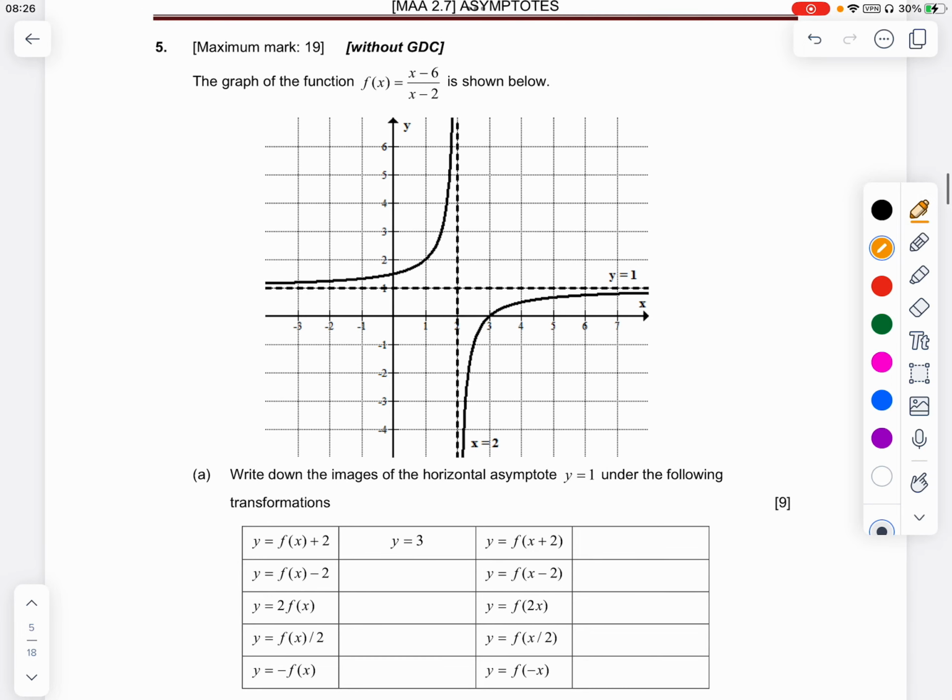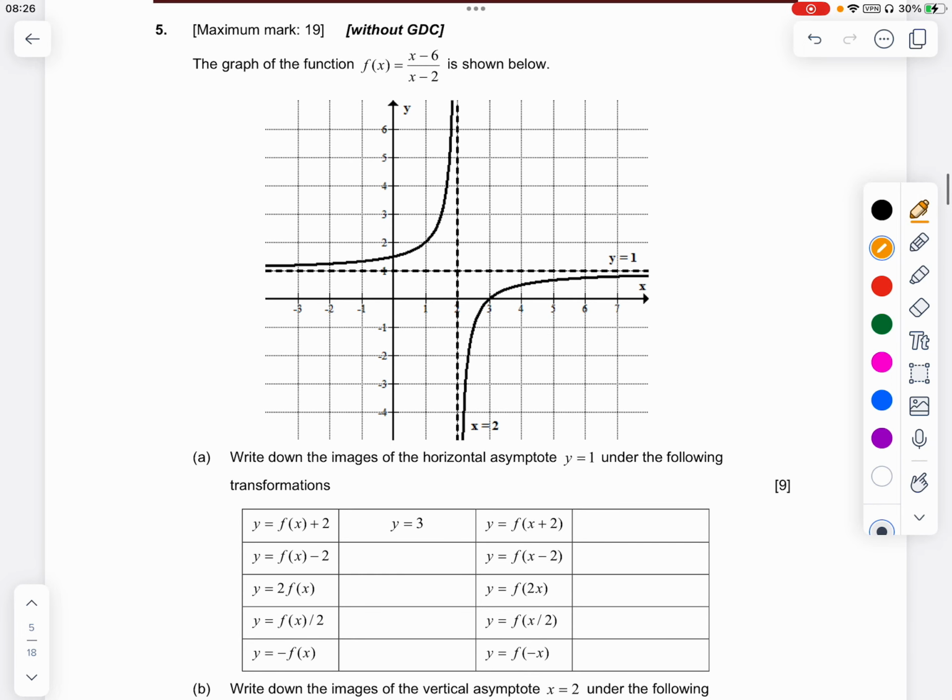Question number 5. The graph of the function f of x equals x minus 6 upon x minus 2 is shown below. Write down the images of the horizontal asymptotes. Now, this is all about vertical translation. This is all about horizontal translation. So in vertical translation, the horizontal asymptote also moves accordingly. So over here, if I'm moving 2 units up, 1 plus 2 is 3. If I'm moving 2 units down, 1 minus 2 is nothing but minus 1.